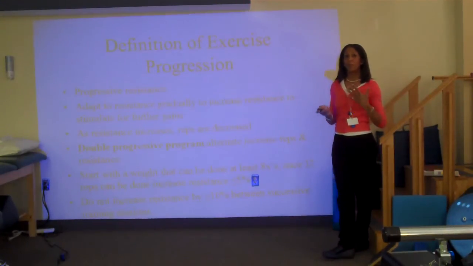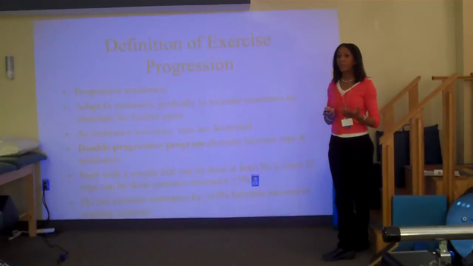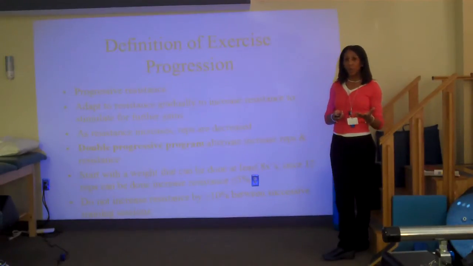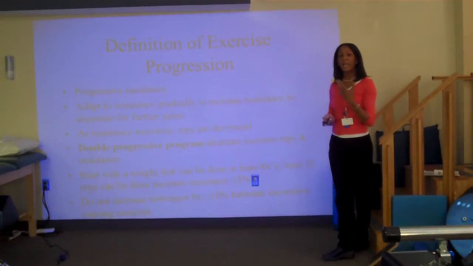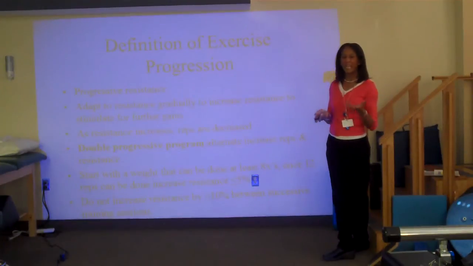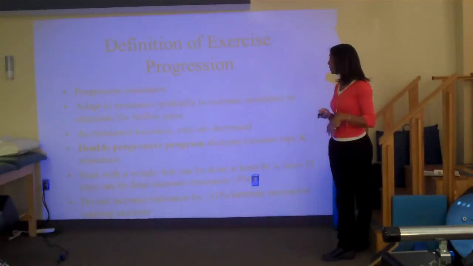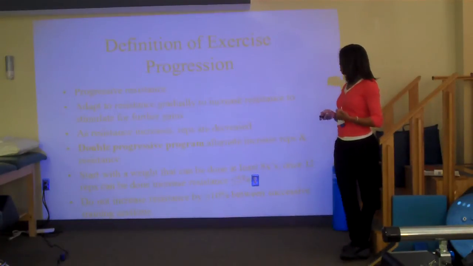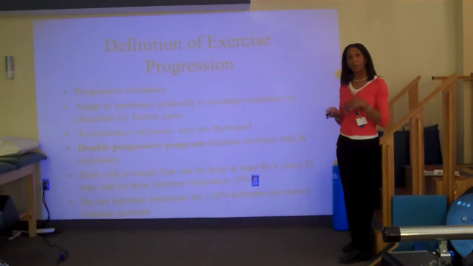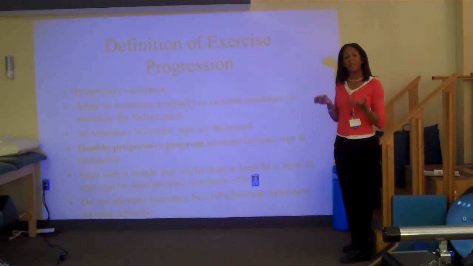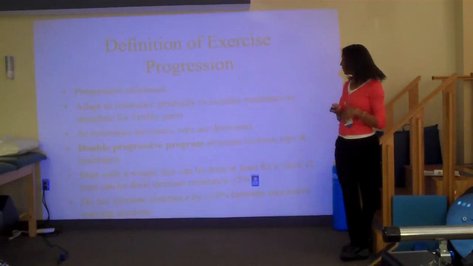So once they're able to do, say, 3 sets of 12 at a certain resistance, and it's no longer challenging at those last 3 reps, reps 10, 11, and 12, at the end of that 3rd set, then you're going to increase your weight. When the weight goes up, the reps go back down to 8, particularly if you're programming for strength and hypertrophy, strength and endurance. So a double progressive program is where you alternate the increase in reps with the increase in resistance.